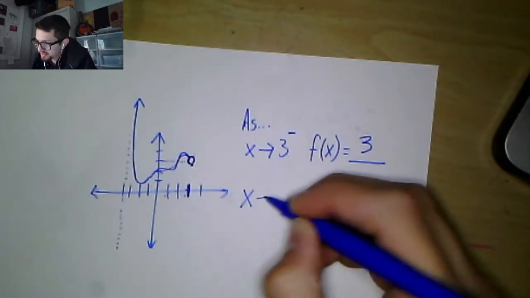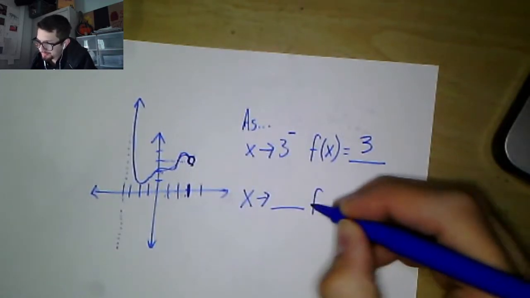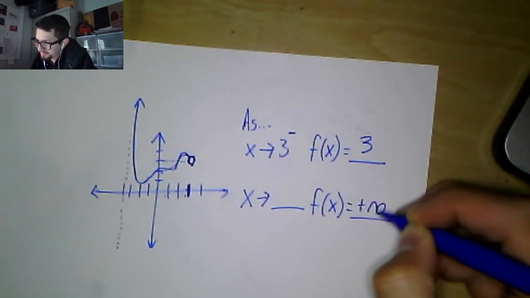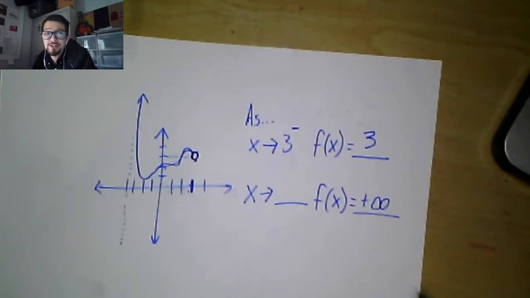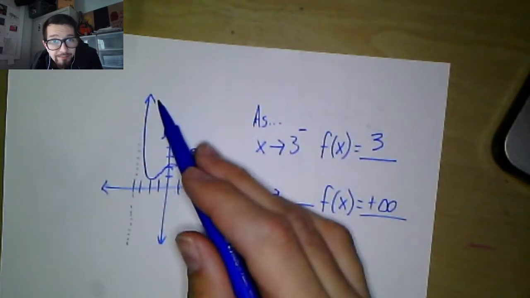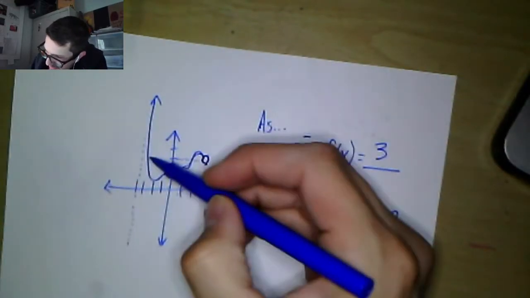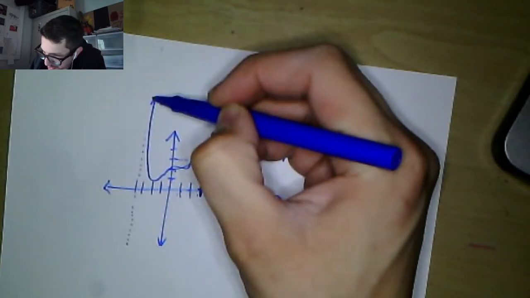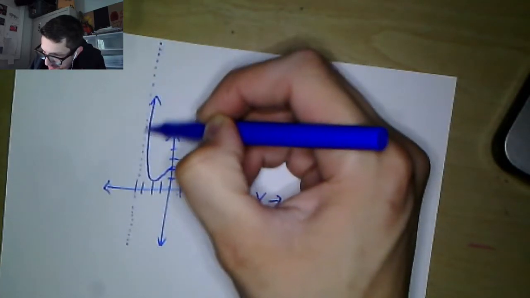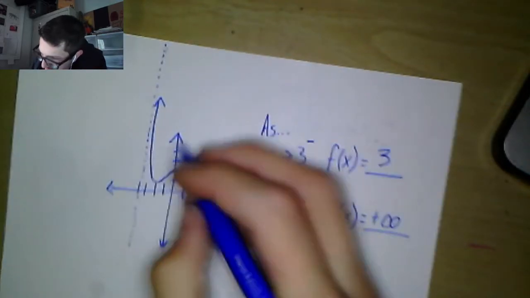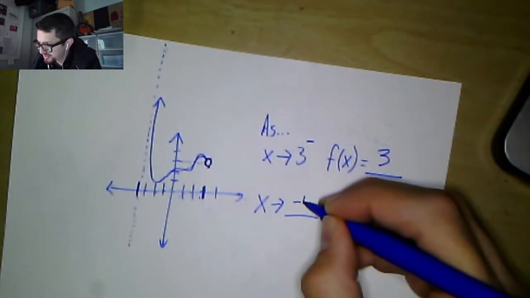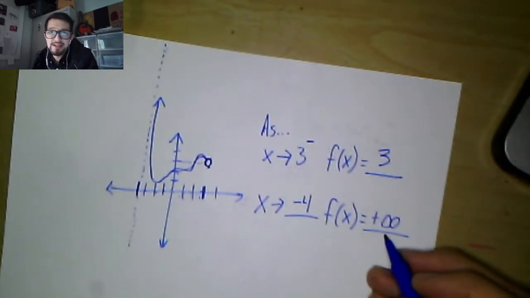I could also ask you, what is x approaching as the function is approaching positive infinity? So I look at the graph at where it's stretching up forever, and it's obviously right here. As my y value is going up and up and up, what is the x value it's getting closer and closer and closer to? It's this invisible line that it can't touch, but it gets closer to, and this is at -4. So as x approaches -4, it's going to be positive infinity.